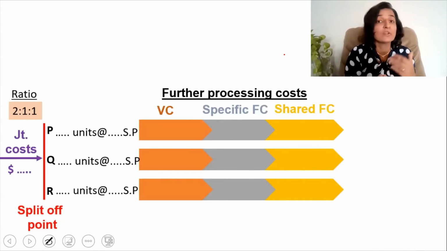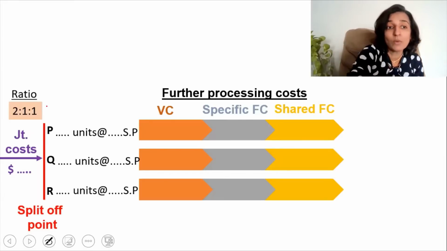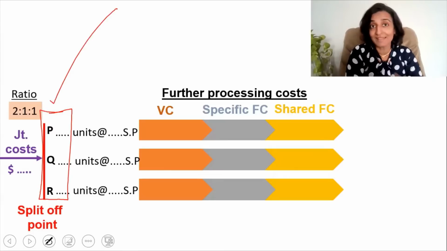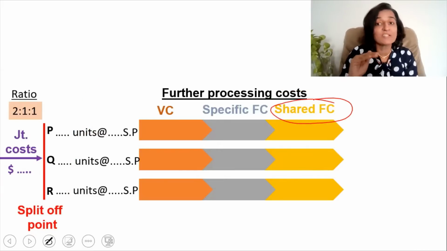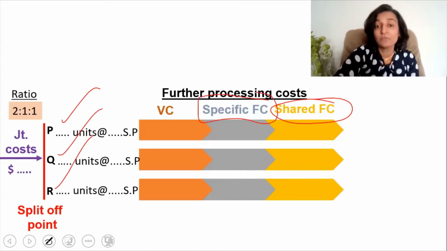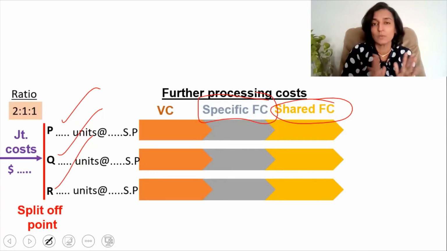Now there could be fixed costs which should be shared between the three products. For example, if you are going to employ a supervisor, the supervisor will supervise the further processing of all the three products, which means that the salary, which is a fixed cost, paid to the supervisor has to be divided between the three products, that is P, Q, and R. Such kind of fixed costs are known as shared fixed cost. Please note that shared fixed cost is for all the products, that is P, Q, and R, and specific fixed costs are fixed costs relating to only one product. That is the only difference between the two.